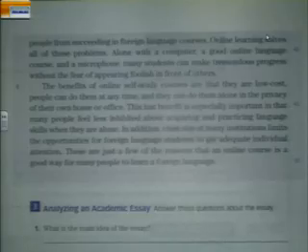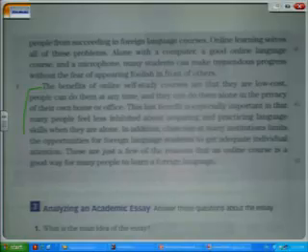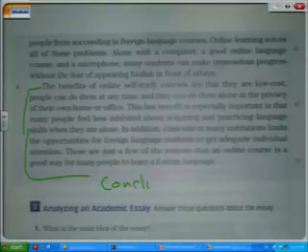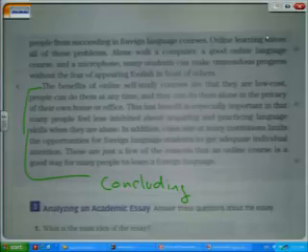The benefits, this is your concluding. Of course, up to now, these were the body paragraphs. Now, here we have our concluding paragraph. Okay? All of this is concluding. Okay? This is our concluding paragraph.